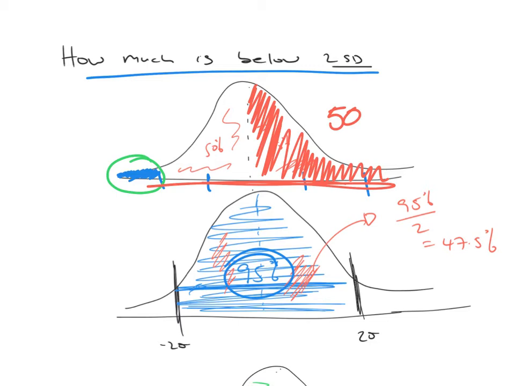So if we divide that by 2, this bit here, so I'll do it in yellow, would be 47.5%. So if I was asking for just how much is below 2 standard deviations, so this is the mean minus 2 standard deviations, it would be this bit here. I know the whole thing is 100, so I can then just subtract, so it's going to be 2.5%.